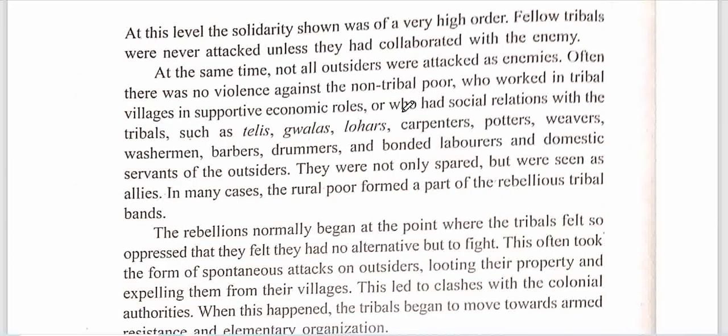At this level, the solidarity shown was of a very high order. Fellow tribals were never attacked unless they had collaborated with the enemy. So they had trust in their fellow rebels. At the same time, not all outsiders who worked in the tribal village were opposed, those with economic roles and social relations with the tribals, such as Telis, Gwals, Lohars, carpenters, and potters.